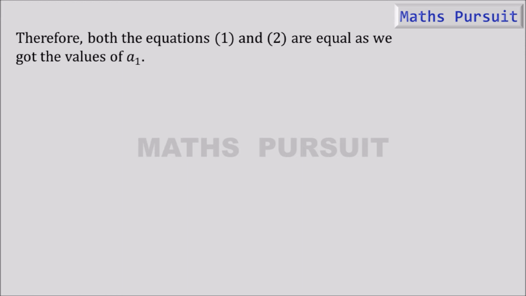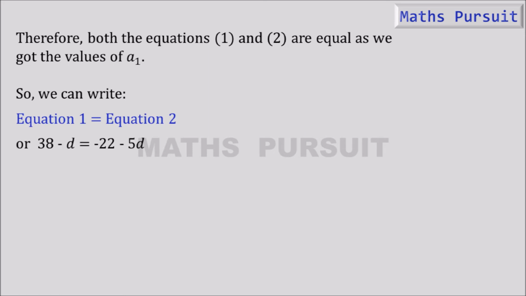That means you could see that we got the values of A1 in the first equation as well as the same values for A1 in the second equation. So both the equations are equal. So we can write that equation 1 is equal to equation 2, or 38 minus D is equal to minus 22 minus 5D. That means replacing the values of equation 1 and equation 2.